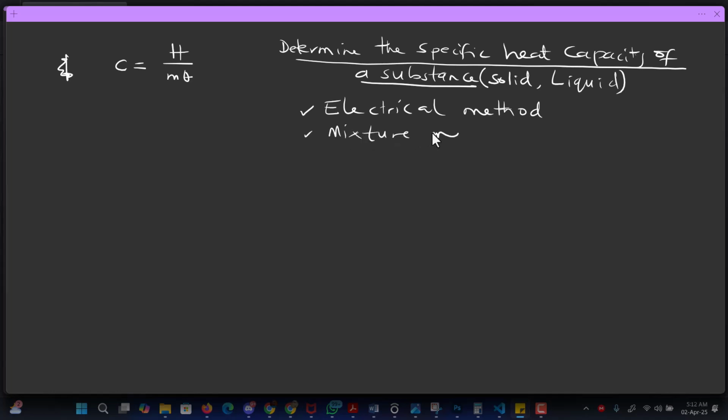Basically, I think I'm going to focus more on the electrical method for now, then maybe talk about the mixture method if need be. So I'm going to focus some of my calculations on the electrical method. So if you want to determine the specific capacity of a substance, we have two methods: the electrical method and the mixture method.